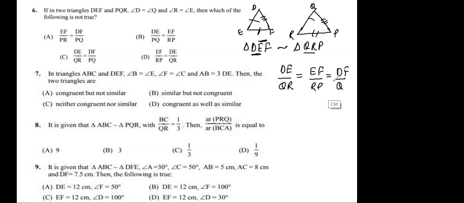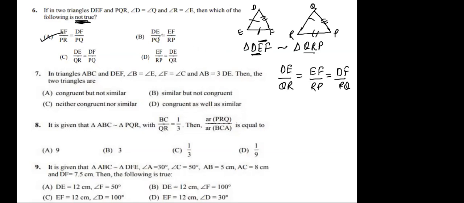Sorry, PQ. We have to write it PQ, because in the question wherever it is QP, it is written as PQ. So now let's check which one of the following is not true. EF upon PR is equal to DF upon PQ. Yes, it is correct. Now let's move to the next question.